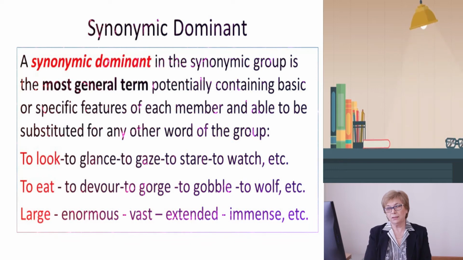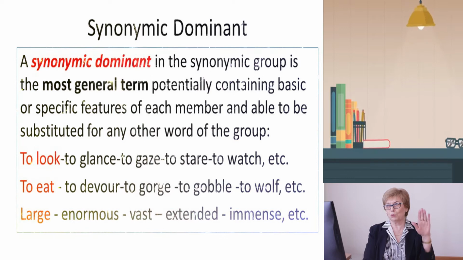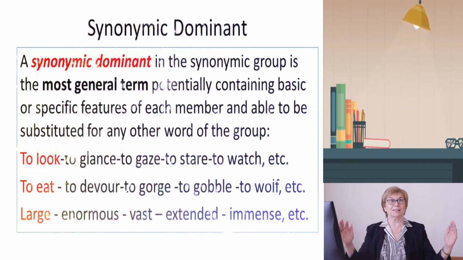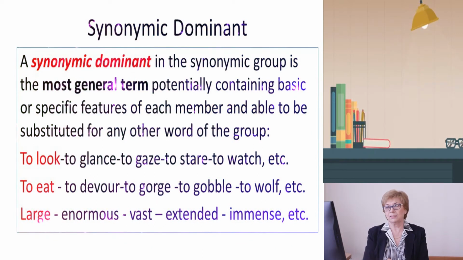Okay, to eat, to devour, to gorge, to gobble, to wolf. So you see, to eat and to wolf are antonymic on this scale of synonyms. Normally synonyms are placed on some kind of a scale of a degree of intensity of the action. Okay, to eat is a normal, neutral word.